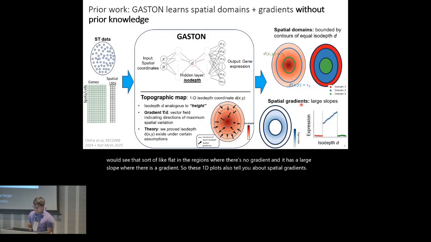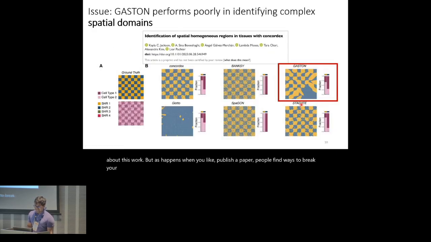So this is work that came out last year or 2 years ago. And we were quite excited about this work, but as happens when you publish a paper, people find ways to break your method. Actually there's this paper from Jackson et al. from Lior Pachter's group that found that our method GASTON performs quite poorly in identifying tissues with very complex spatial domains. So here they had this example of a tissue which has this checkerboard pattern of different domains. You can kind of see it here.